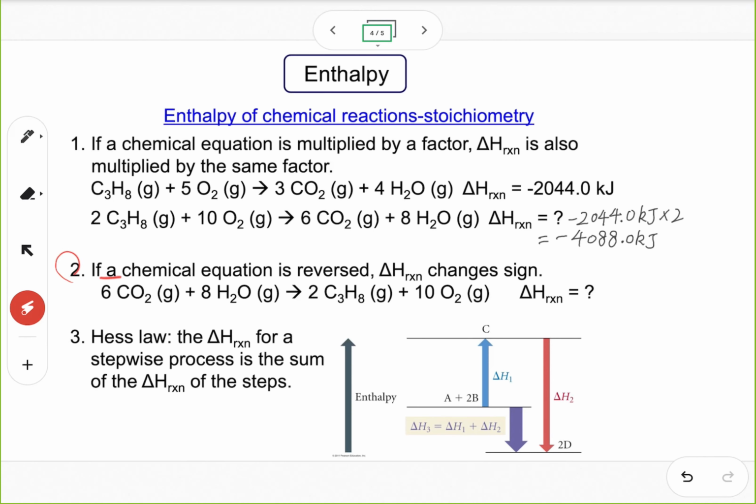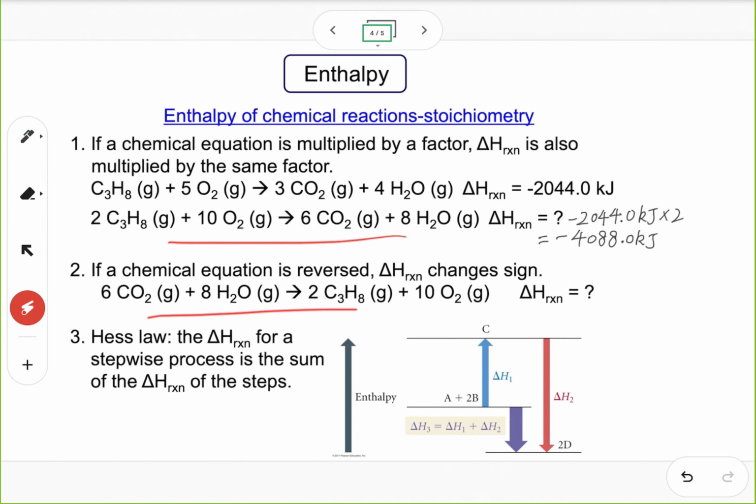So this is the first one. Second one, if a chemical equation is reversed, then delta H reaction should change its sign. If you take a look at this equation here, this equation is the opposite of this equation. In this equation, you burn propane gas with oxygen, and you generate 6 equivalents of carbon dioxide and 8 equivalents of water, right? Now, in this reaction, 6 carbon dioxide and 8 water are on the reactant side. Previously, they are on the product side. And here in this equation, propane and oxygen are on the product side. Previously, they are on the reactant side. So you just need to flip this reaction to get this reaction.